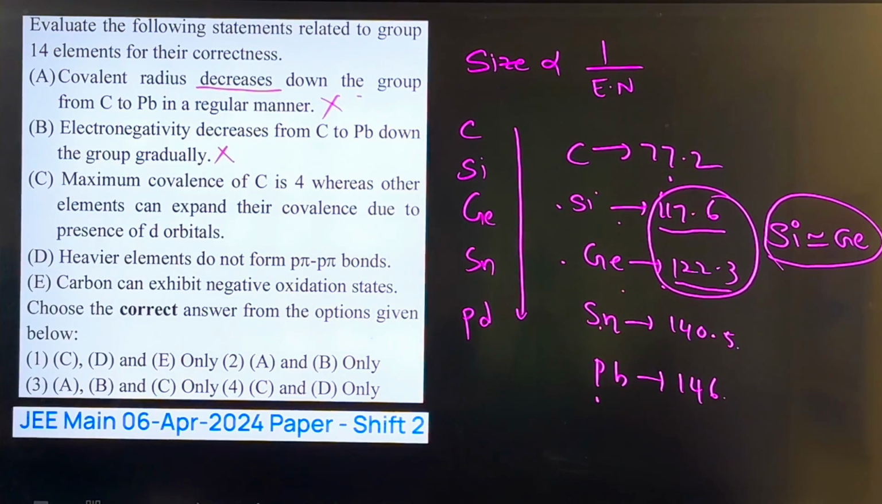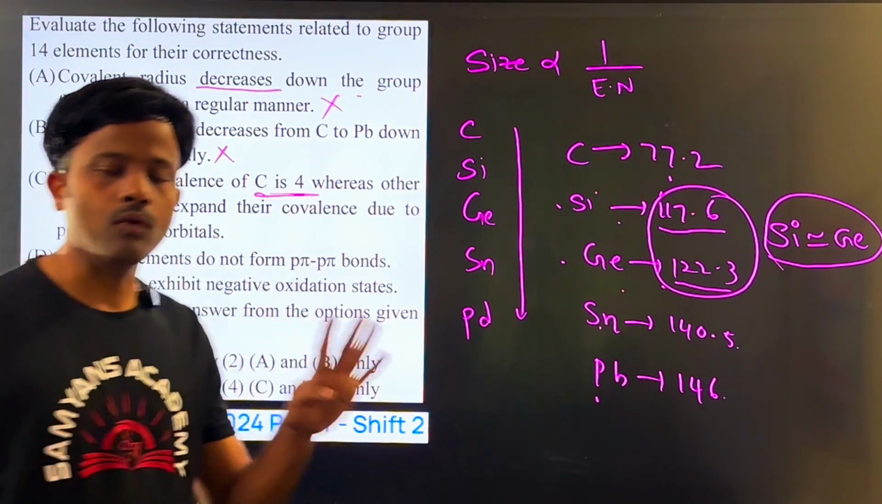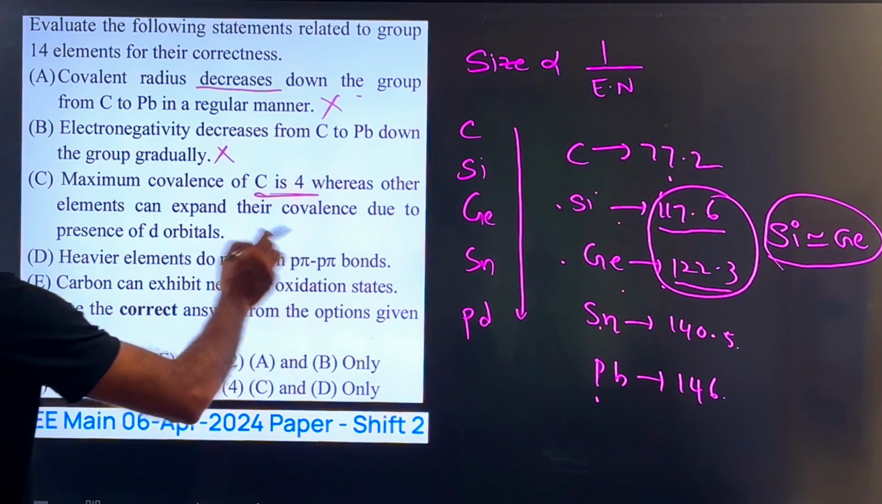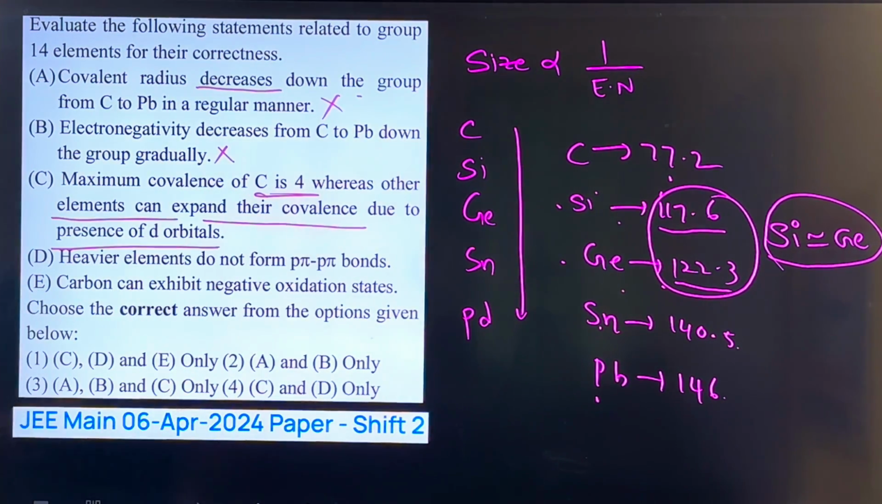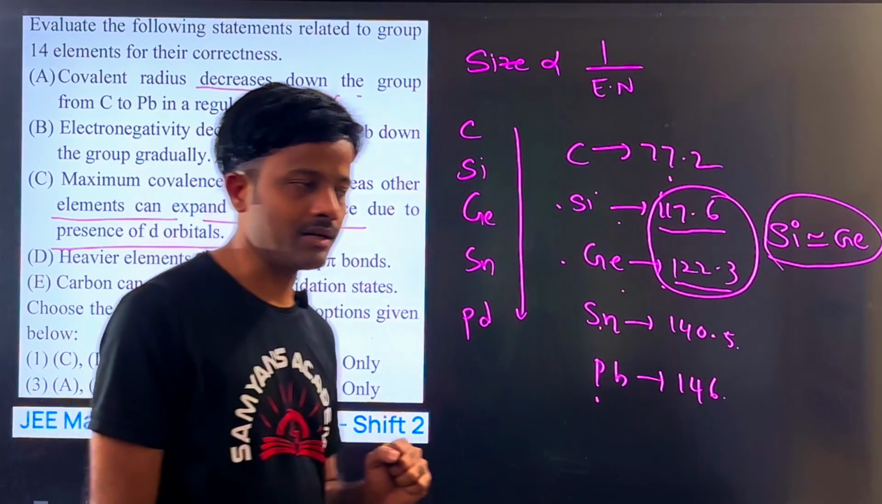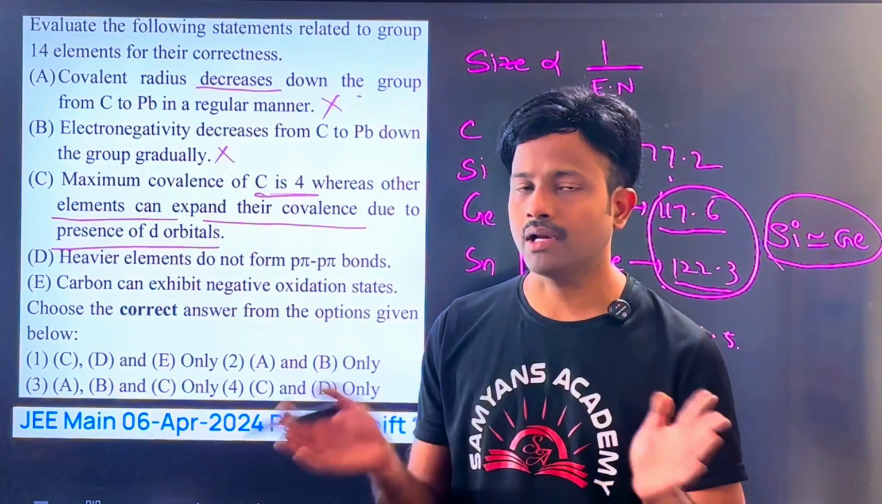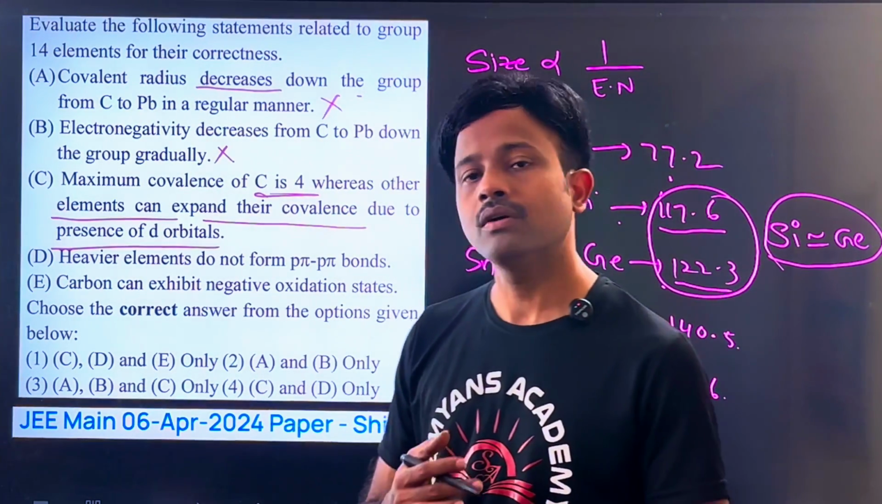Okay, next, C: maximum covalence of carbon is 4. What is the valency of carbon? Valency of carbon is 4. It can bond with 4 other atoms. This is correct. Other elements can expand their covalence due to the presence of d orbitals. Yes, this is a correct statement. When you move from carbon to silicon and germanium, the availability of d orbitals increases. Due to that, the covalence number also increases.